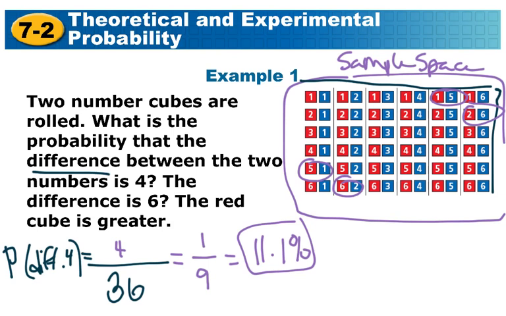Alright, the next one is going to be the difference is 6, so the probability that the difference is 6. And since 6 is the highest one, that would mean that we'd need a 0, but 0 is not on the die, and so that means there's literally 0 out of 36 outcomes, or 0%, or completely not possible.